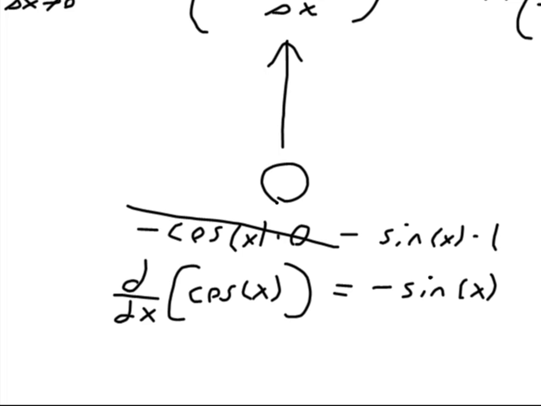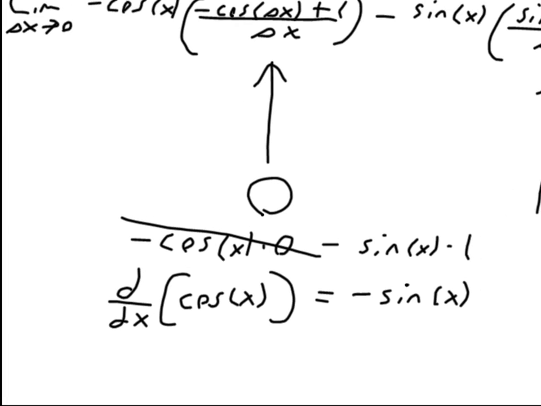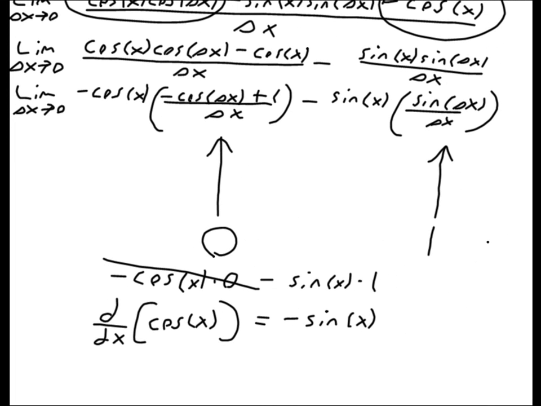And notice that the derivative of sine of x is cosine of x. The derivative of cosine of x is negative sine of x. So they just keep going back and forth between one another, but remember the derivative of sine will be positive cosine. The derivative of cosine is negative sine.